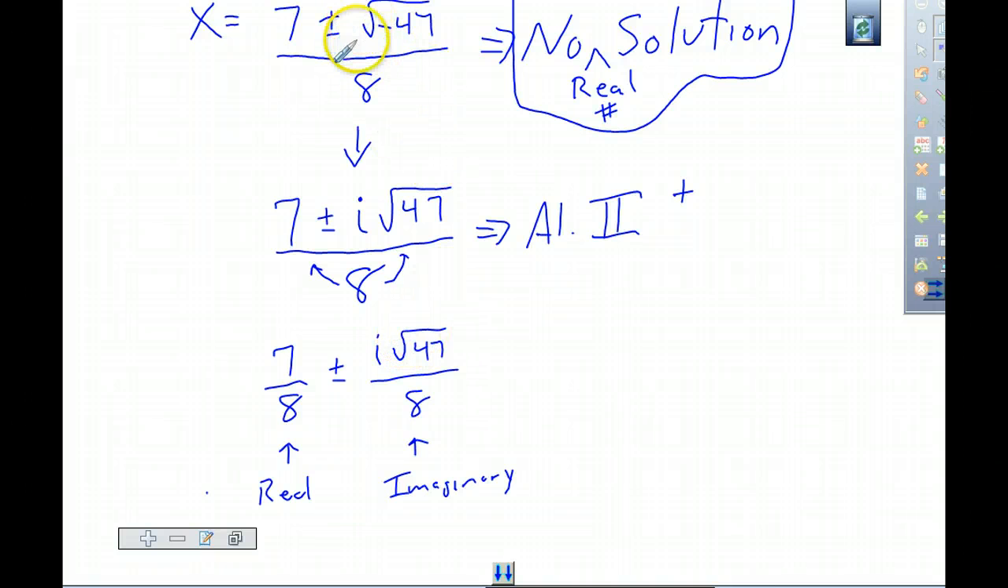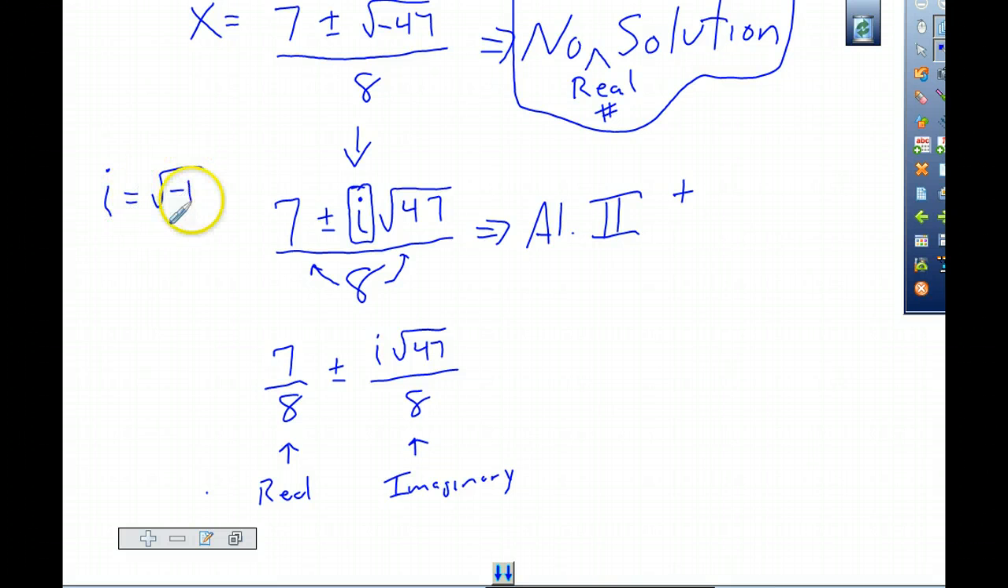Here's a new, we won't call it variable because it's actually a number. It's kind of like the number pi. It actually stands for something. What does the i actually stand for? We put it in there instead of putting square root of -1. It's our way of taking a square root of a negative.